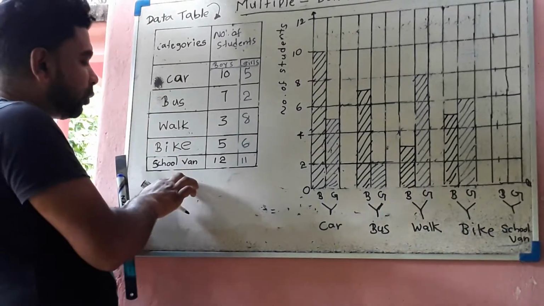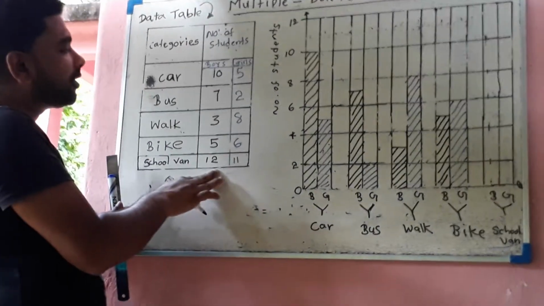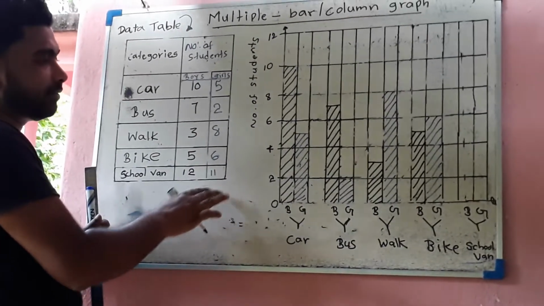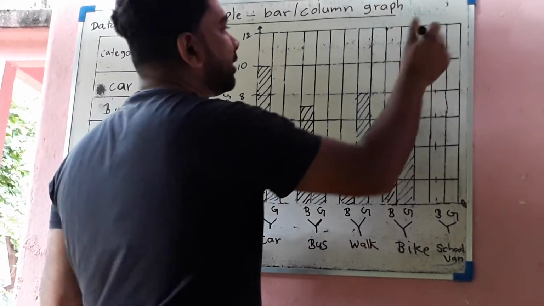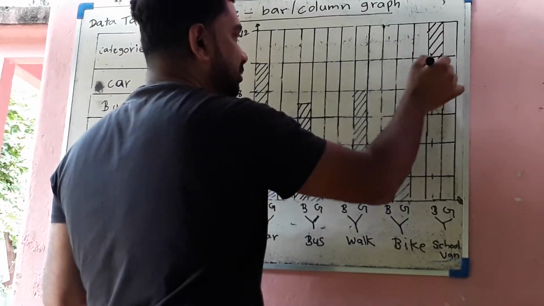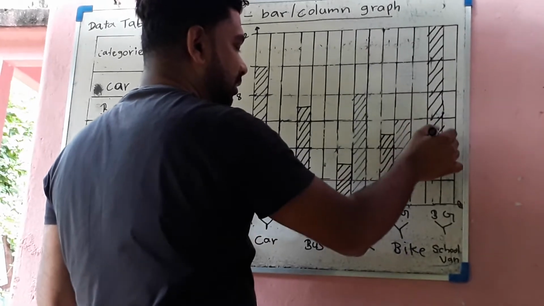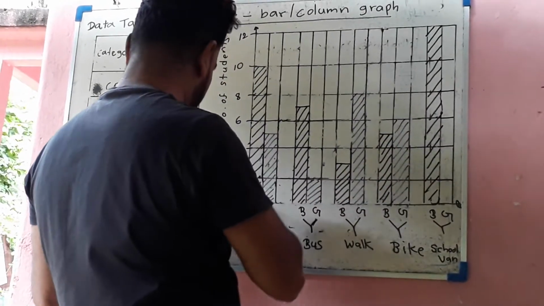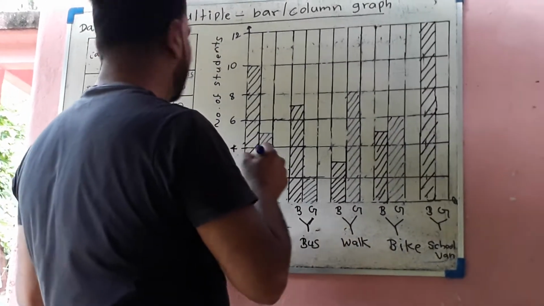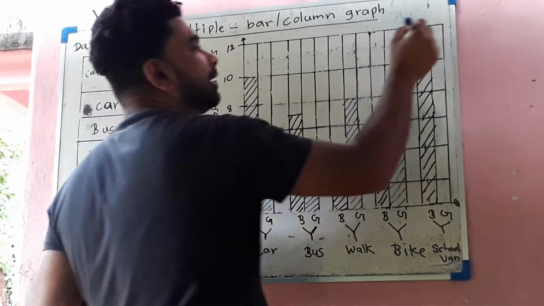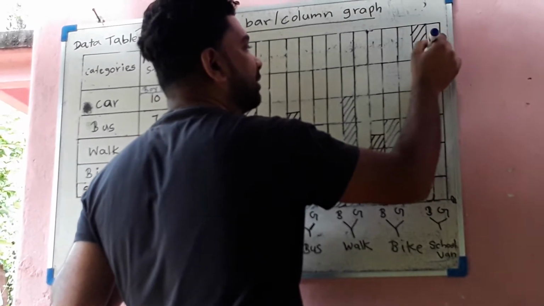Then the students who use school van, for boys 12 and for girls 11. Then boys 12 here, and girls 11. Then 10 here, here 12. Then here middle is the 11.